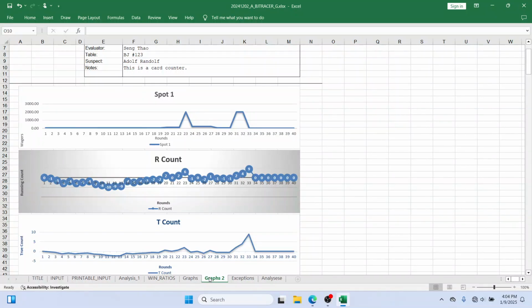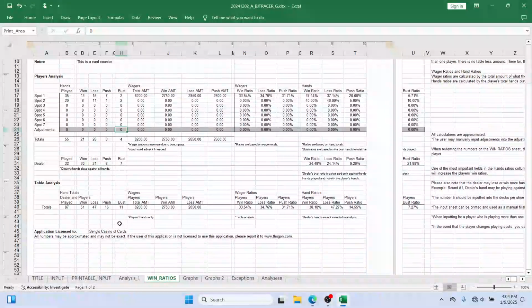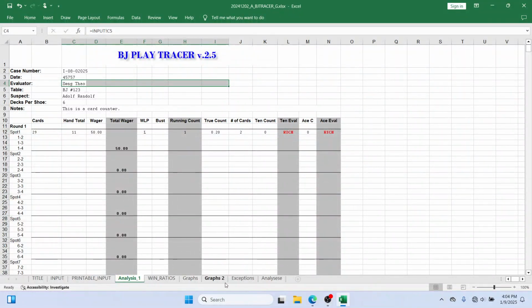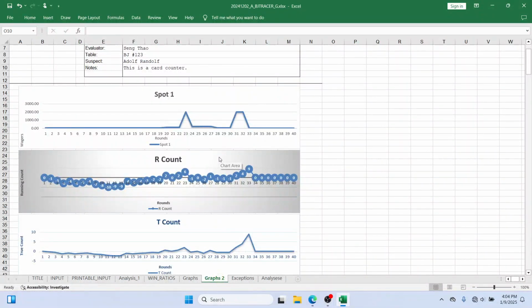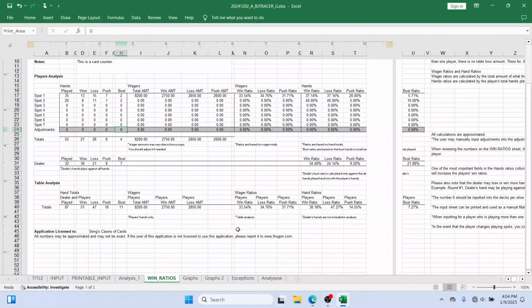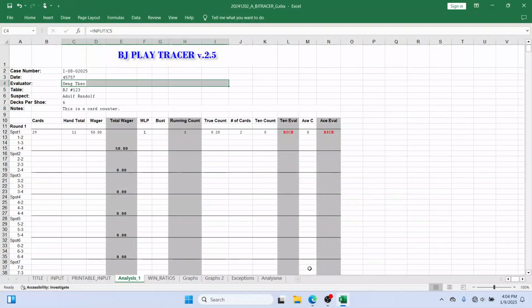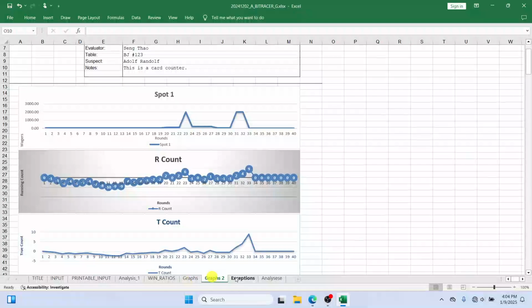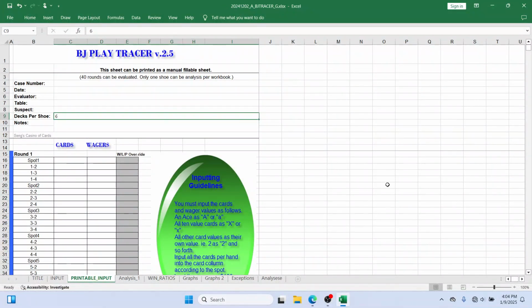And for upper management, they don't really have time to go through all the data. What they really want to see is the charts. Okay, it's easy to read, easy to understand, easy to follow. And for a little deeper analysis, then you will use the win ratio and the analysis also. Okay, so that is the software, the BJ Playtracer software.